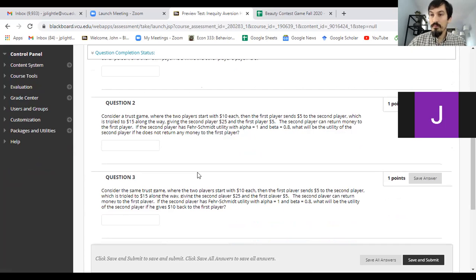So I hate to ask this again, but for number 2, is it okay if I just say the formula like that I plugged in? Okay, so 25 minus 5, because 25 is player 2, 5 is player 1, but player 1 gave money to player 2. Then beta, because player 2 feels guilt. And then you would take that number, which is 16, and subtract that from player 2's payoff, which is 25.